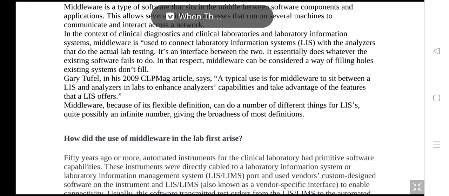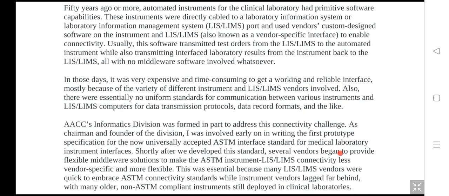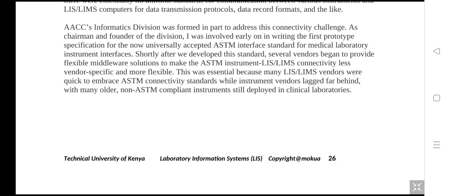So the middleware will connect the LIS and the analyzers. The analyzers do the actual lab testing. Essentially, that is the existing setup and so on. Those are stories, but I would want to say something there.